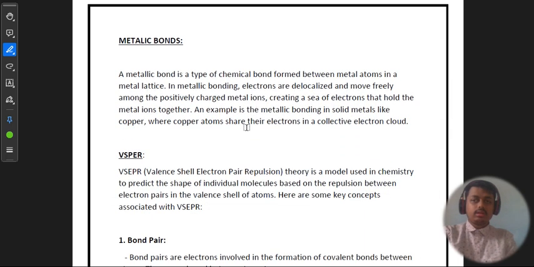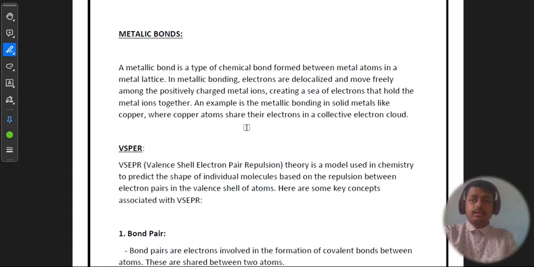Metallic bonding. A metallic bond is a typical chemical bond found between the metal atoms in a metal lattice. In metallic bonding, electrons are delocalized and move freely among the positively charged metal ions, creating a sea of electrons that holds the metal ions together. An example of metallic bonding is in solid metals like copper, where copper atoms share their electrons in a collective electron cloud.